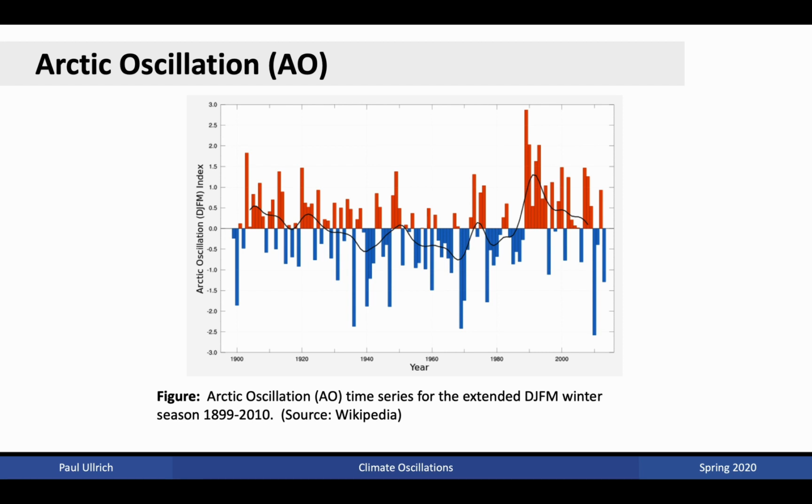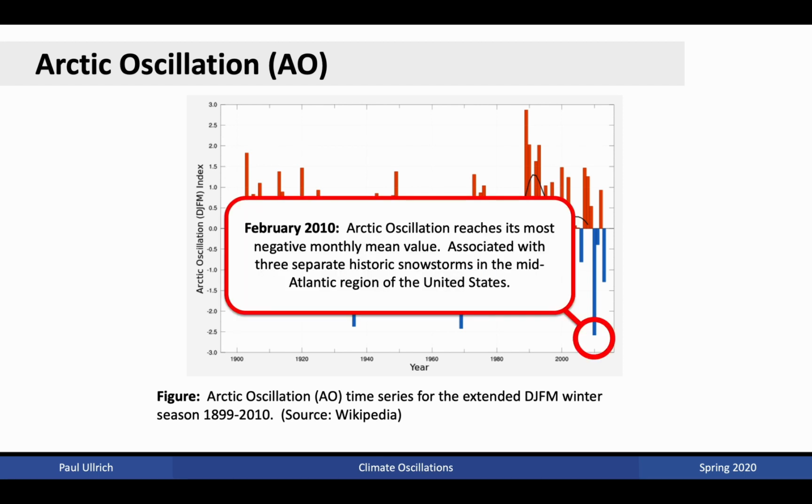However, more recently, we have seen more instances of positive phase Arctic Oscillation. However, we also see very extreme negative phase Arctic Oscillation. In particular, the most extreme negative Arctic Oscillation value on record occurred in 2010. At this most negative monthly mean value, this was associated with 3 separate historic snowstorms, as mentioned earlier.